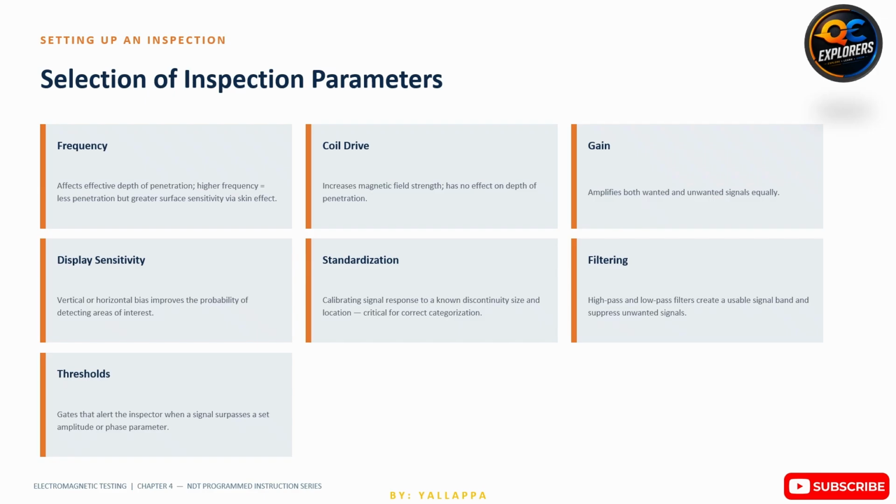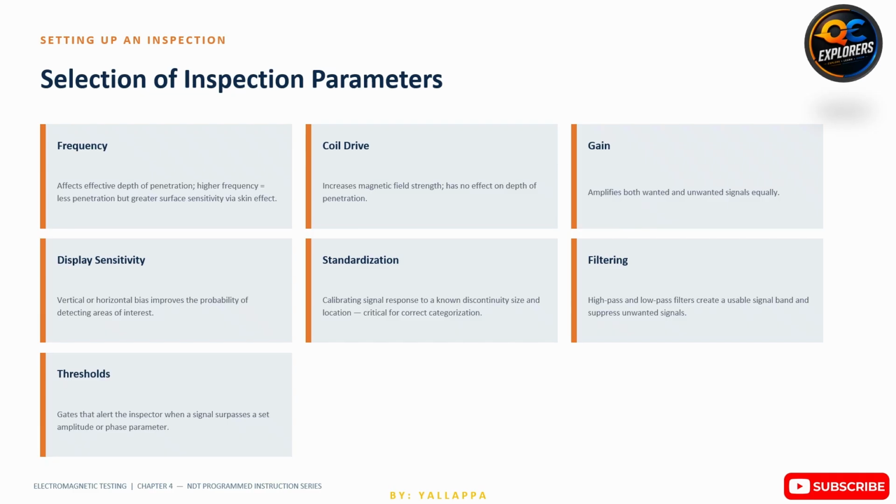The slide also mentions display sensitivity, which adjusts how signal responses are presented on the screen. By optimizing vertical and horizontal sensitivity, inspectors can more clearly distinguish meaningful indications from normal signal variations.